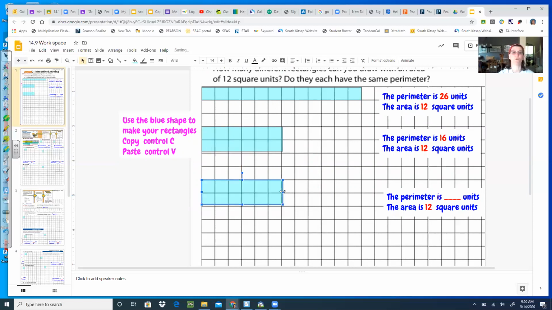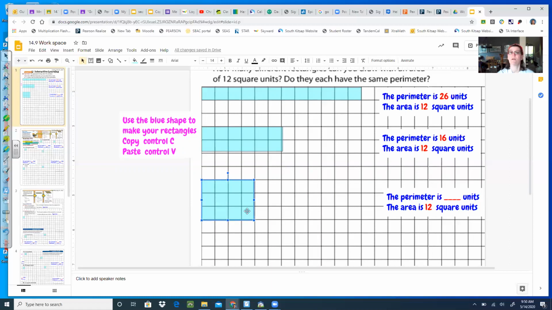Hopefully you went, oh, 3 times 4. There's my 3. Oopsie, I want 3 rows. 3 rows of 4. Okay, now let's double check. 1, 2, 3, 4, 5, 6, 7, 8, 9, 10, 11, 12.